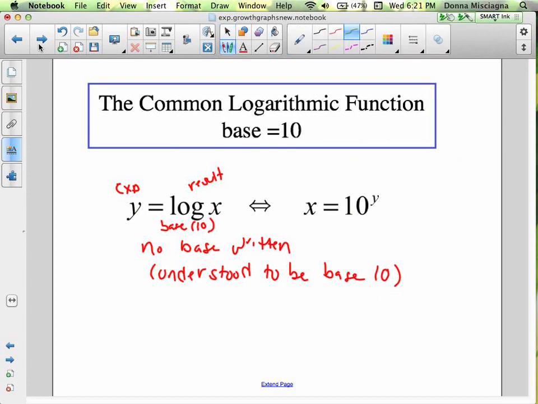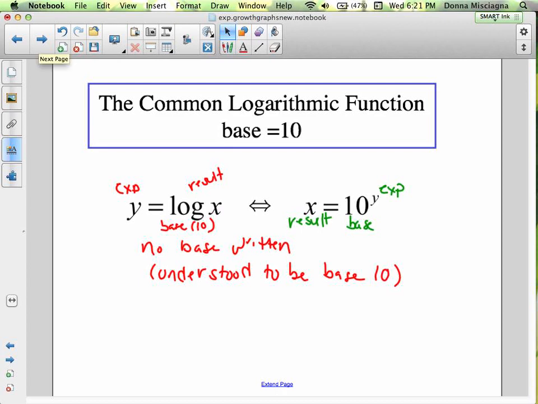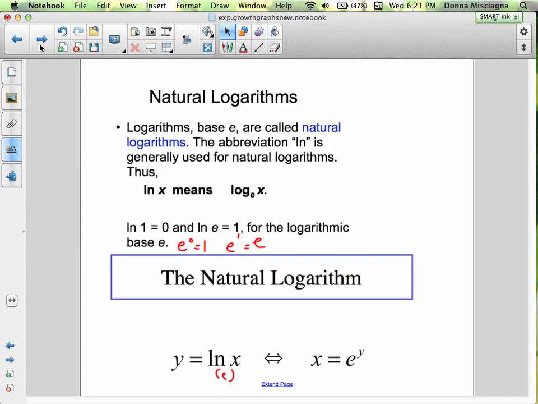If we put this in exponential form, 10 is our base, the one that you don't see. The answer to a log is an exponent. We're raising our base to the y power, and that gives us a result. The only new information here is that if no base is written, it's understood to be base 10. So we have to figure out what we have to raise 10 to, to get some number. For instance, log base 10 of 100 would be 2, because you've got to raise 10 to the second power to get 100.